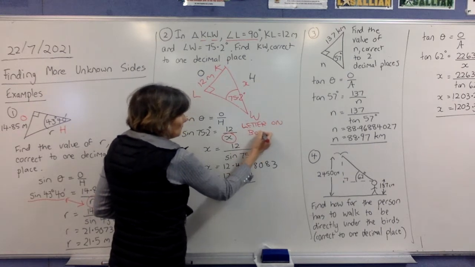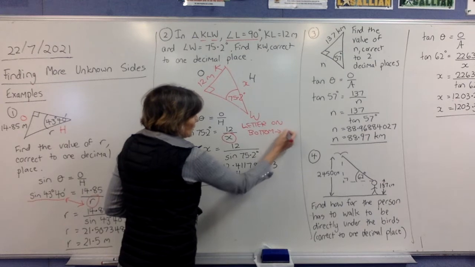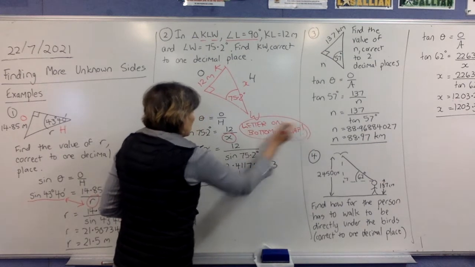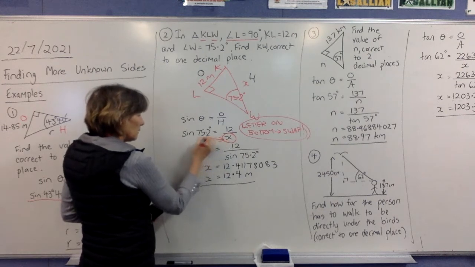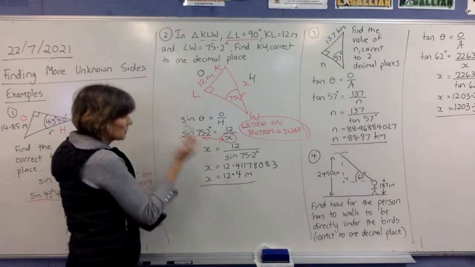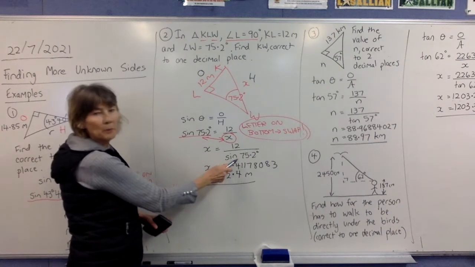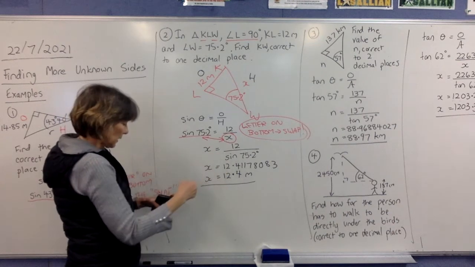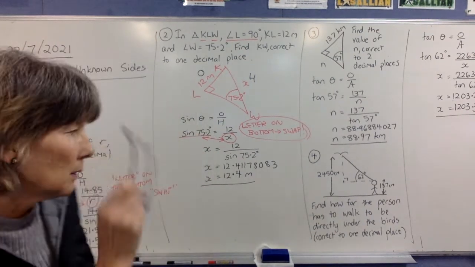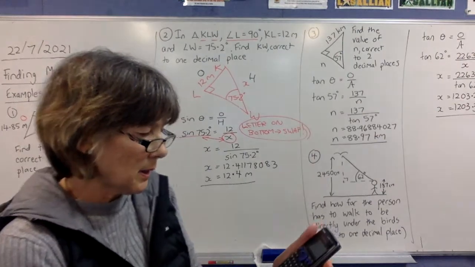So we're going to swap, and you know what that means now. So we're going to swap it with this thing over here. So they swap spots. We've got X over here now and sine 75.2 degrees on the bottom. So we're going to put that in the calculator. So again, doing what we did a minute ago.